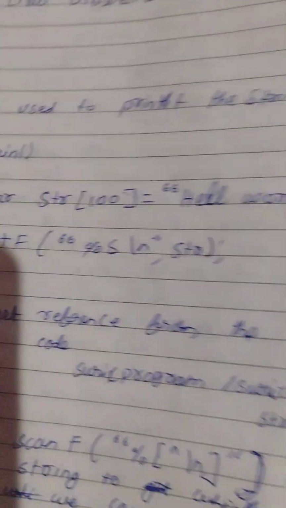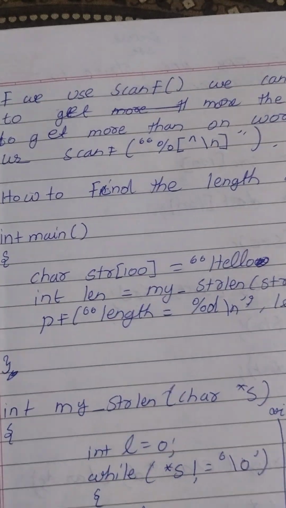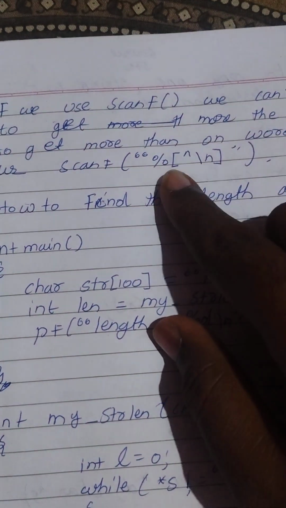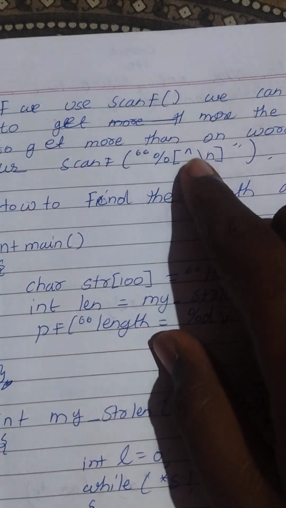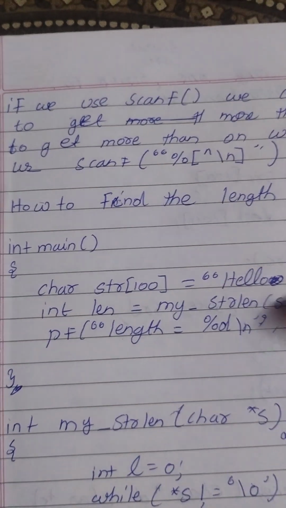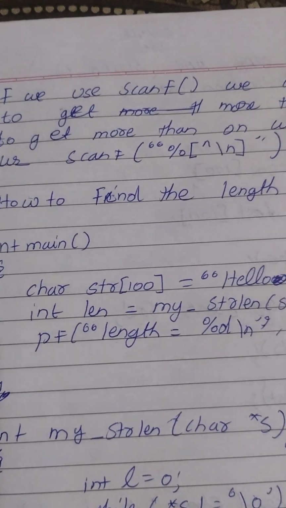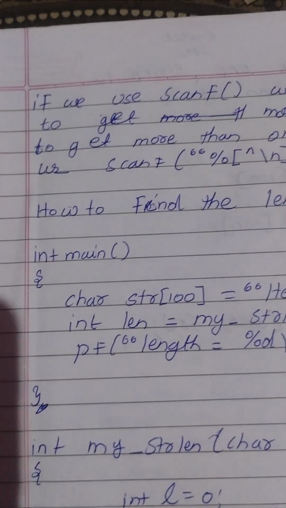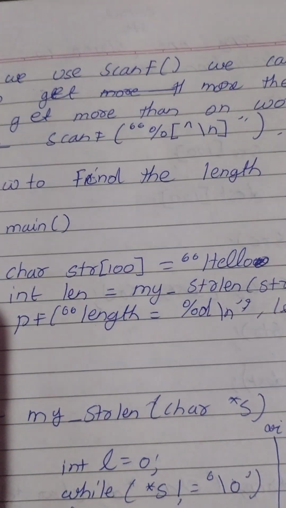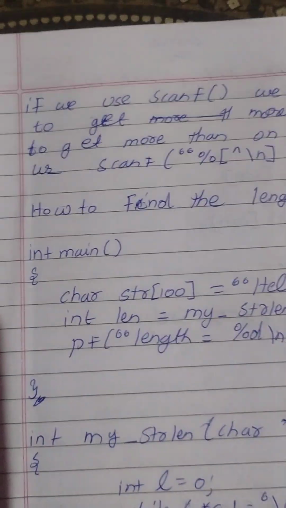So we can go for selective scanf. What is selective scanf? Selective scanf is able to collect all values until it encounters \n, and it can take the spaces also. So it takes hello, it takes the space, it takes world. But if we press enter, or a next line, then it will automatically terminate. So this is how selective scanf works.